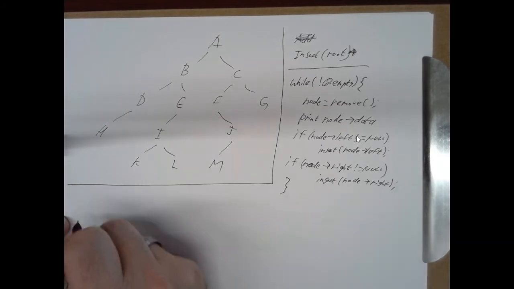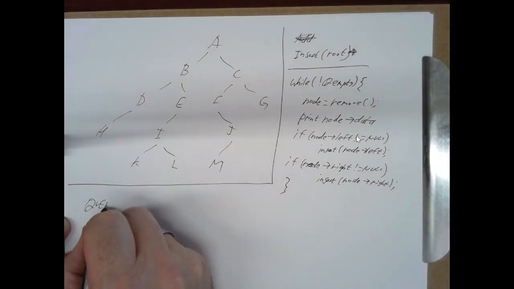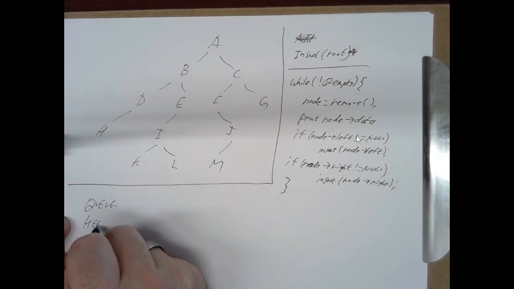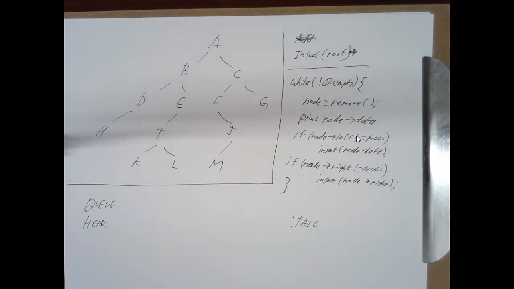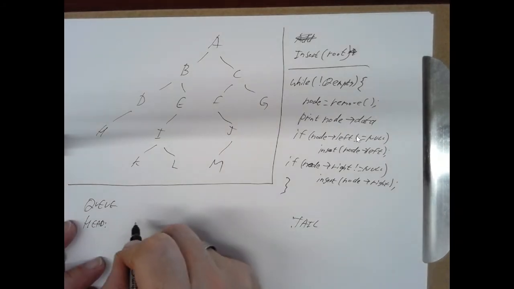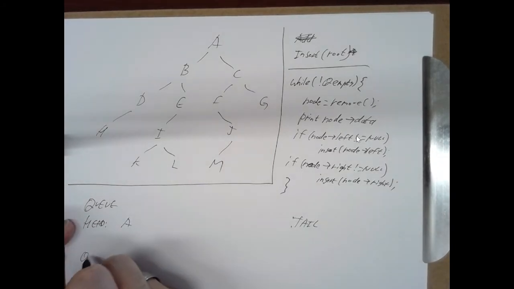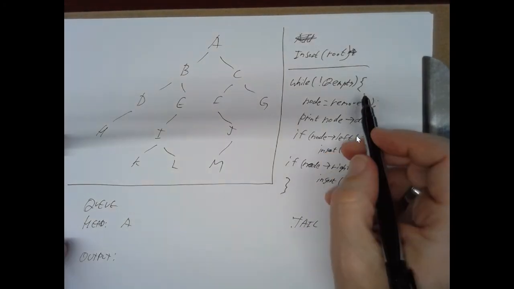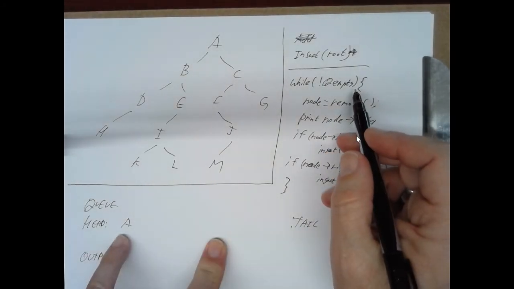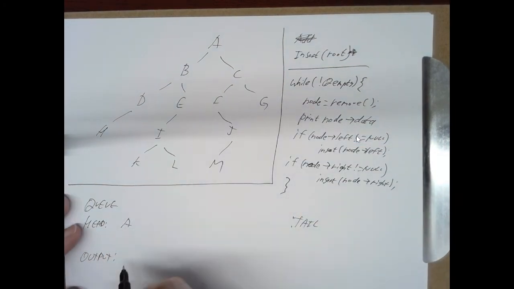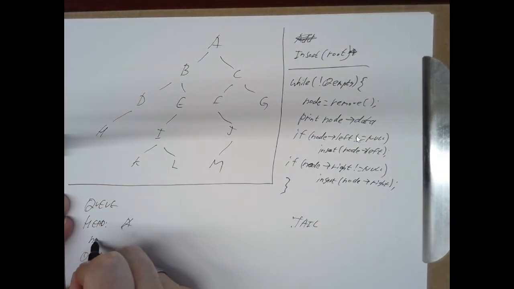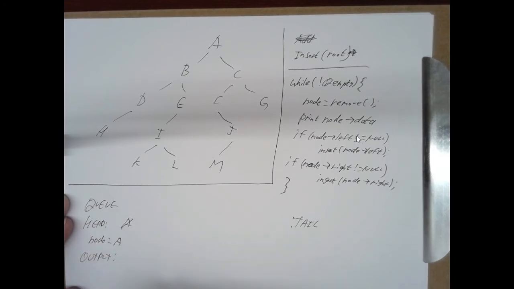So what does this do? We're going to start off, we're going to insert the root of this tree, which is an A. So here's our output. So we're going to say while the queue is not empty. While the queue is not empty, it's got something inside it. So set node equal to the head of the queue. So remove the A and set node equal to that.